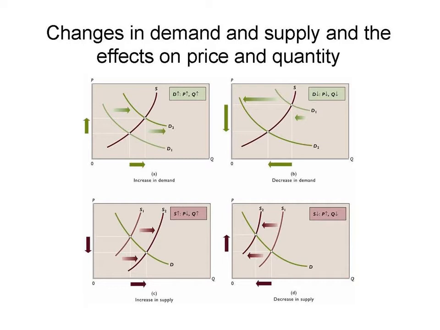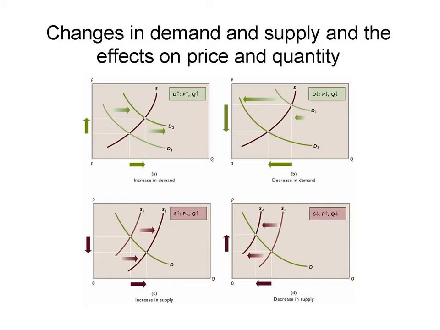Upper right-hand corner demonstrates how a decrease in demand will ultimately affect equilibrium price and quantity in the market. A decrease in demand will end up with a result of a lower equilibrium price and a lower quantity purchased and sold in this market. Down bottom we have the supply shifters. Bottom left demonstrates an increase in supply. Bottom right demonstrates a decrease in supply.